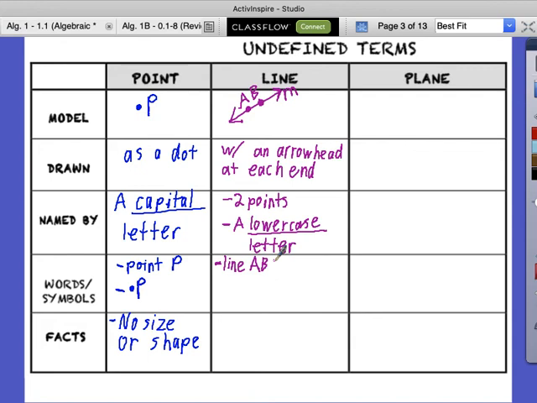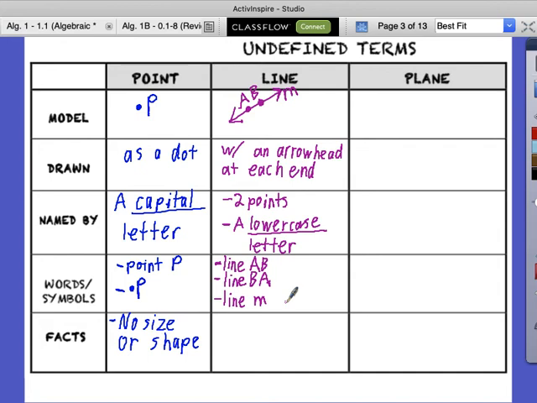You might be asking, Mr. Cossel, do I have to put A before B? Does it matter? And I'd say, no, you don't. The order doesn't matter. We can do line BA. And then you can also say, like I said, the lowercase letter there, line lowercase m. So because it's a lowercase letter, we just know that it's a line. Versus the capital letter, we know it means it to be a point.